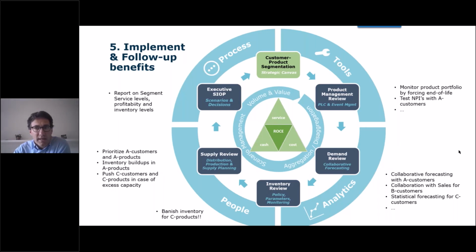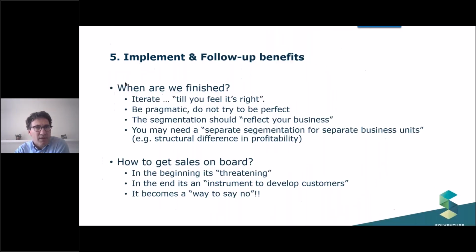Of course, an important one is to monitor the whole impact across the whole cycle of S&OP. It will be about your product portfolio. It can be about how you differentiate and monitor your forecasting, about your inventory, where you will see the effect probably on your C products. Of course, your supply plan, where you give priority to your A and B customers, and so on. So monitor the effect.